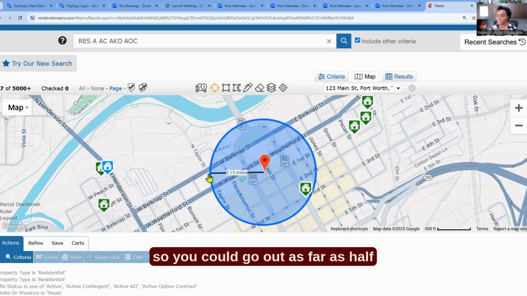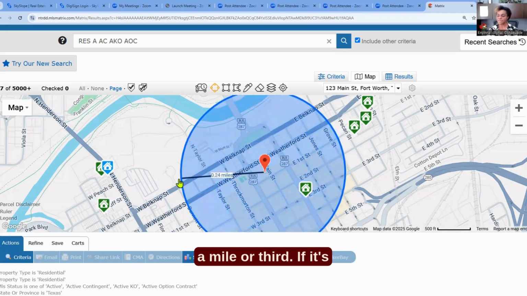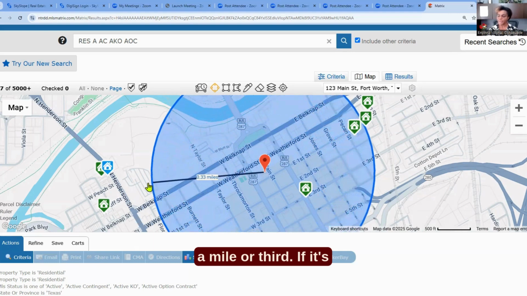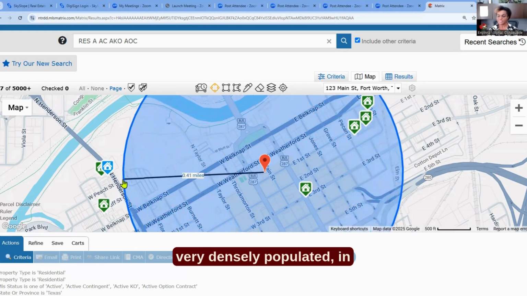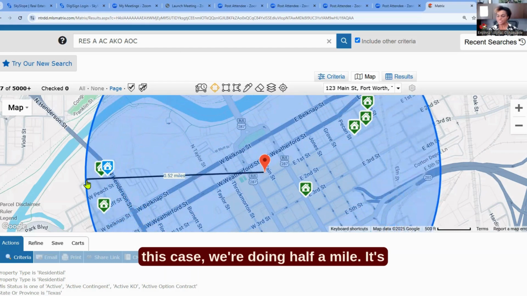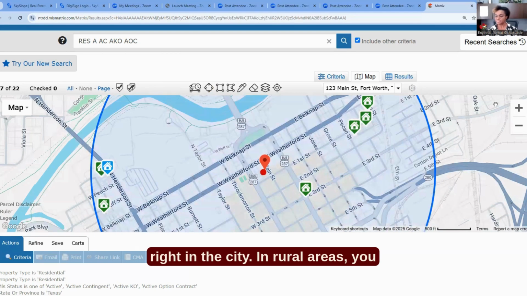And so you could go out as far as 1/2 mile or 1/3 of a mile if it's very densely populated. In this case, we're doing 1/2 mile. It's right in the city. In rural areas, you might go out further just to be able to capture more sales activity.